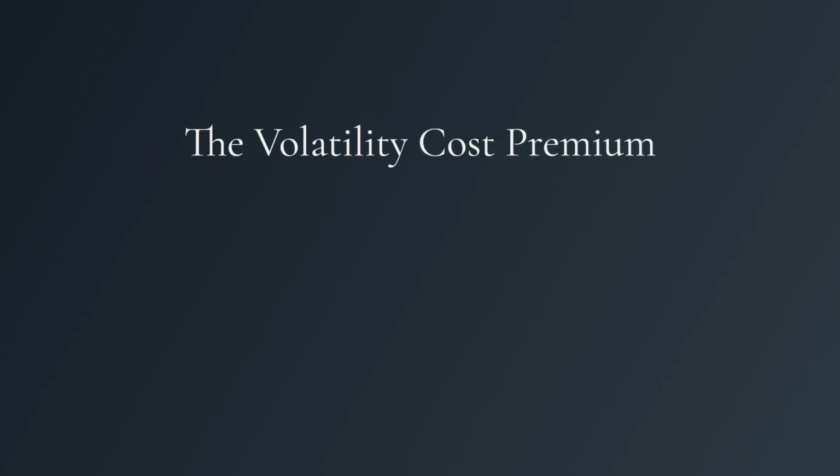The volatility cost premium. The real constraint in an FIA isn't the market itself. It's the cost of purchasing the option that tracks the index's movement. Higher volatility equals higher hedging cost. Higher hedging cost equals lower caps or lower participation. Lower volatility equals lower hedging cost. Lower hedging cost equals the annuity can buy more exposure.